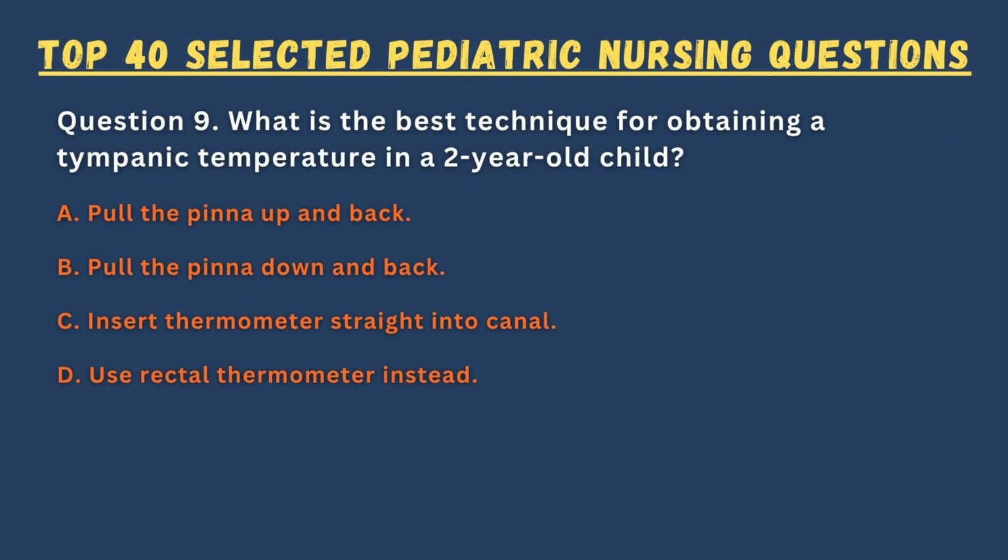Question 9. What is the best technique for obtaining a tympanic temperature in a 2-year-old child? A. Pull the pinna up and back. B. Pull the pinna down and back. C. Insert thermometer straight into canal. D. Use rectal thermometer instead.